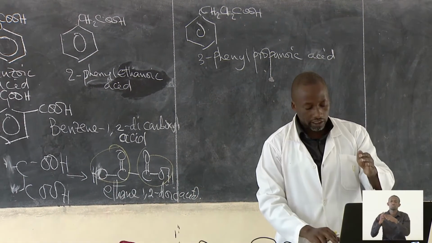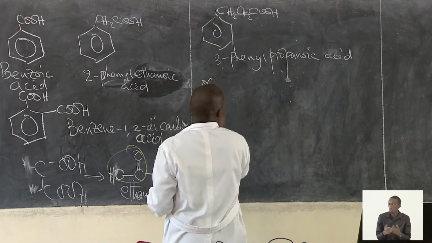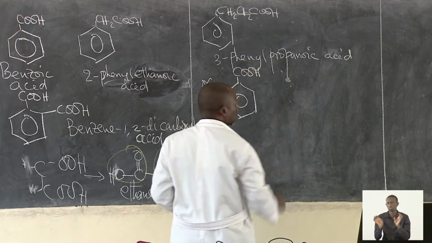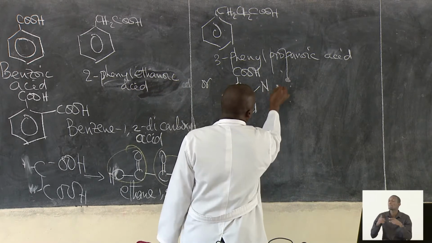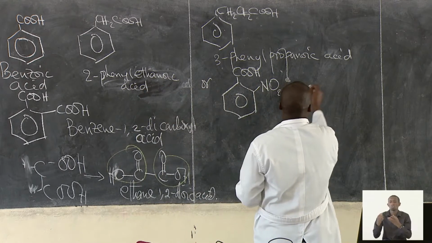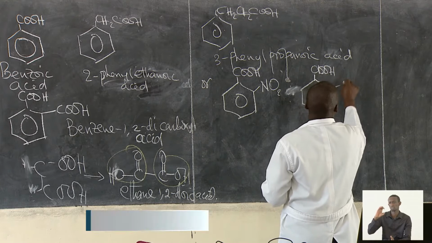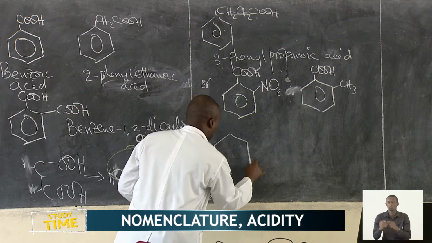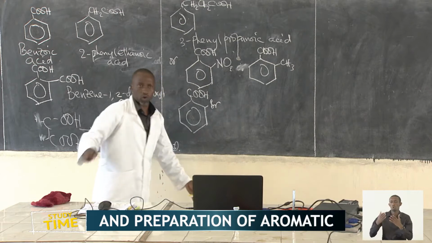If it is directly substituted, or we may have some other compound, for example, you may have some other substituents. This is a benzoic acid. But then you may have another, either a nitro group or a methyl group, or you may have this. We may have this benzene, then you have either bromine or chlorine, and so on.